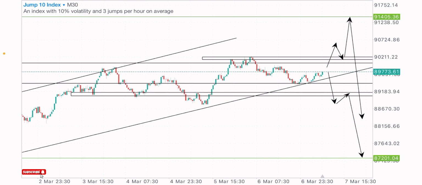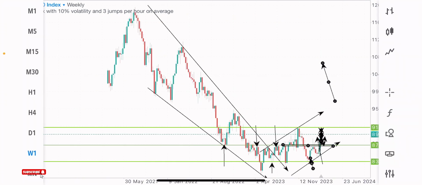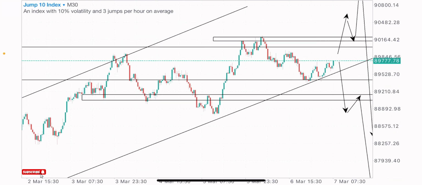So that's it, guys. That's my view and market analysis and market breakdown on Jump 10 Index. We are able to analyze from the weekly time frame down to the 30-minute time frame, right, for our entry point.